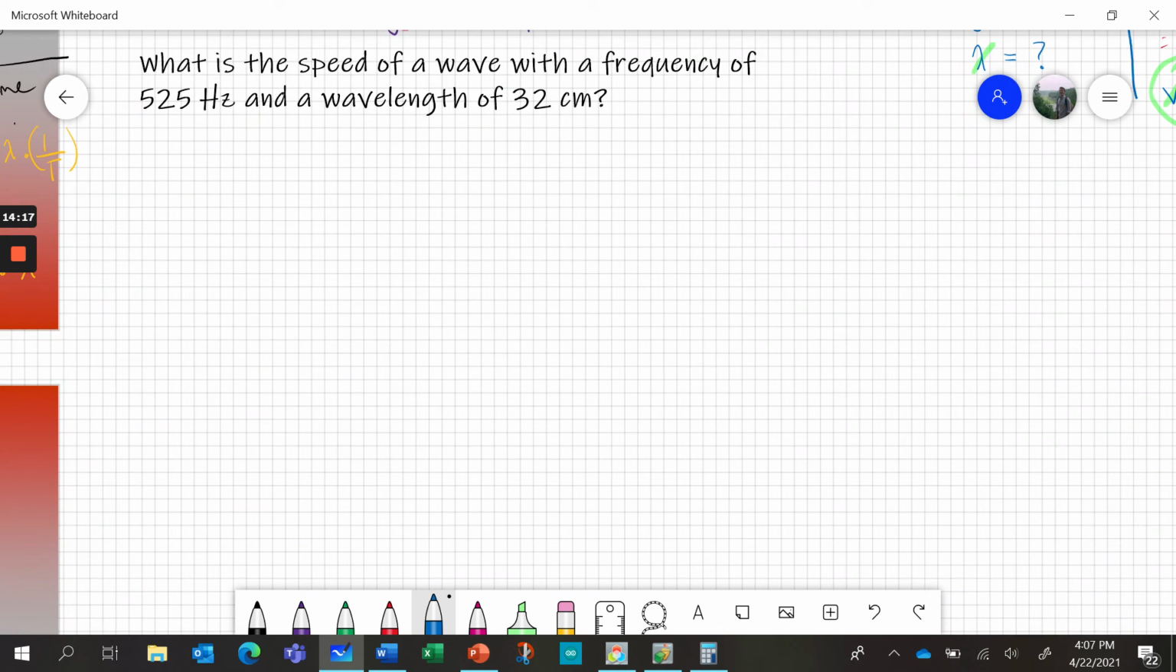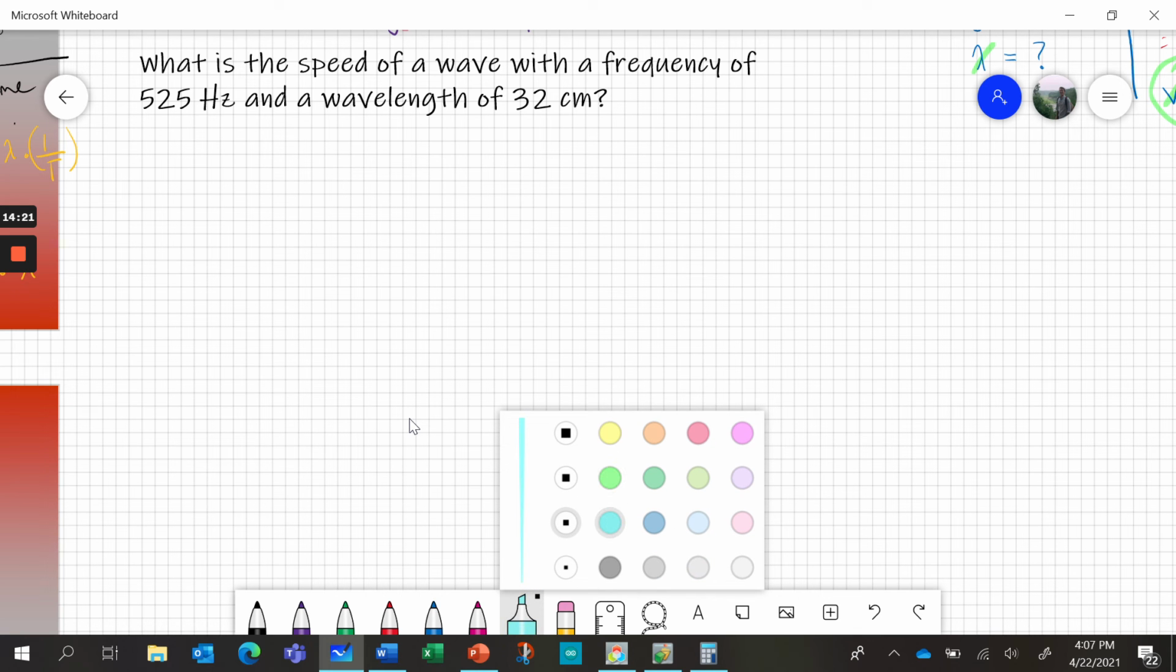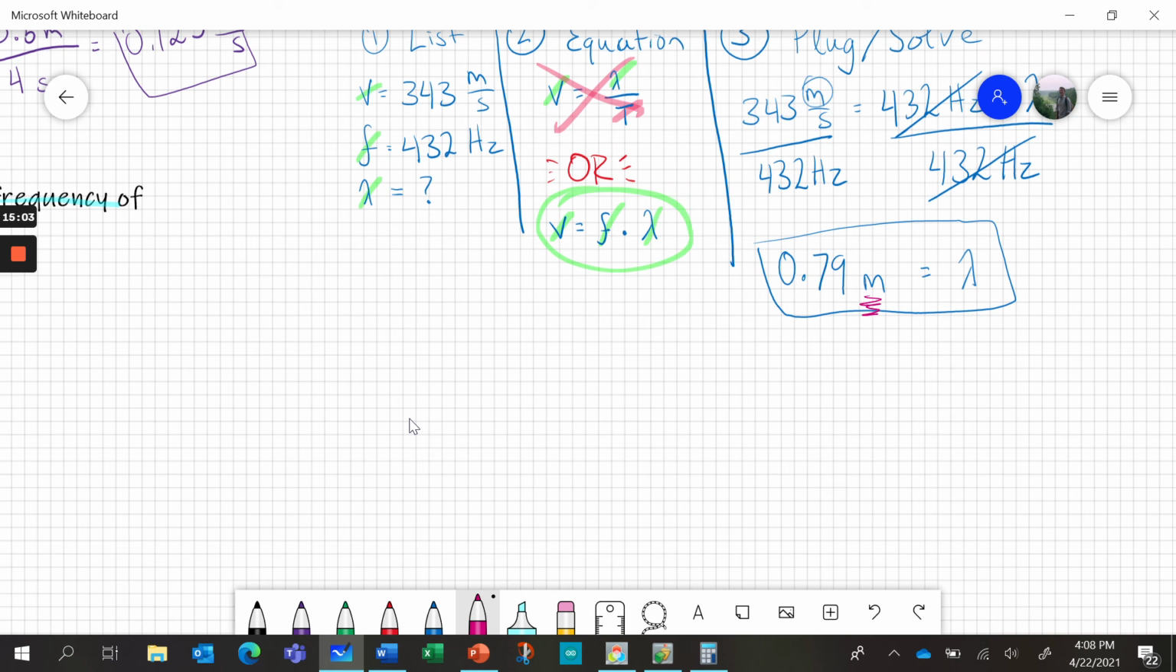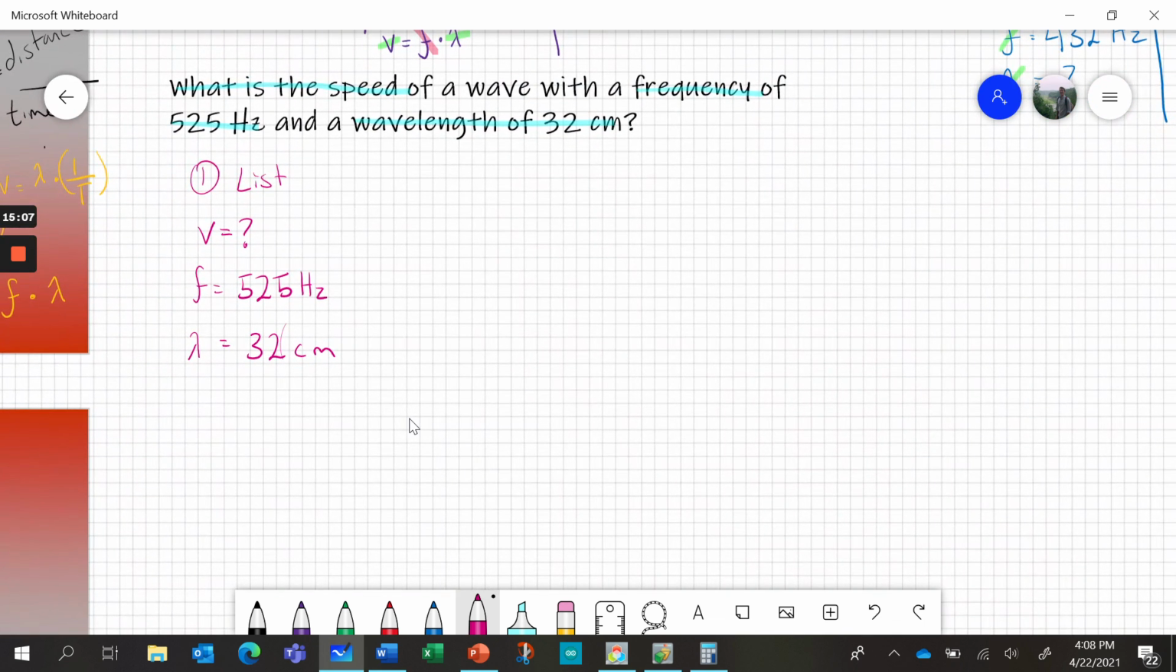What is the speed of a wave? Let's do blue this time. What is the speed of a wave that has a frequency of 525 and a wavelength of 32? Okay, so according to this, making our list, velocity is unknown, frequency is 525 hertz, and wavelength is 32 centimeters. Oh, that's weird. Centimeters. I just got done saying that wavelength is supposed to be in meters. Okay. Well, I must have thrown a wrench at myself here. So we need to convert this to meters.